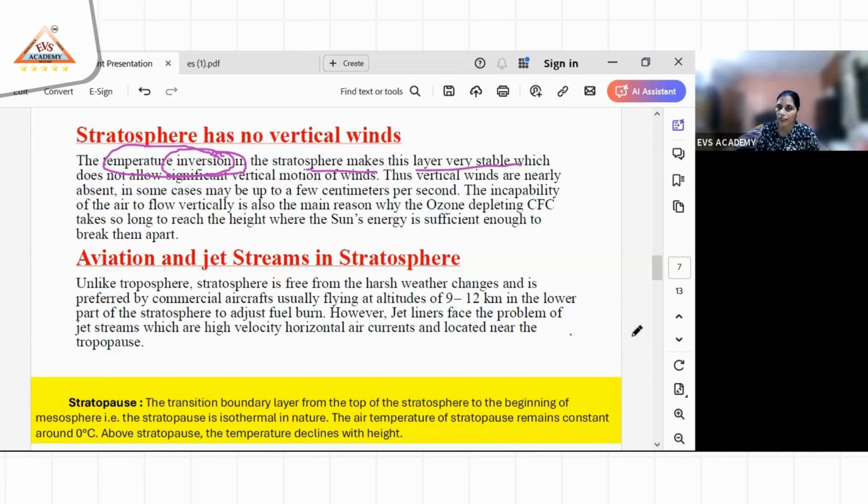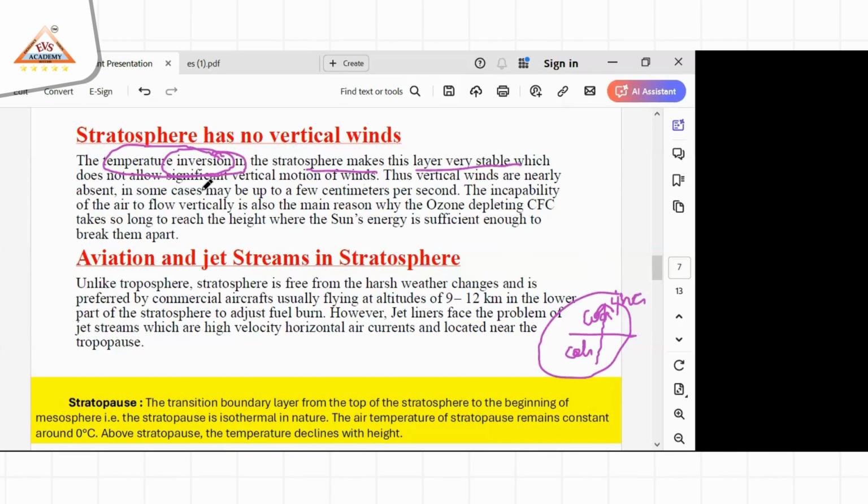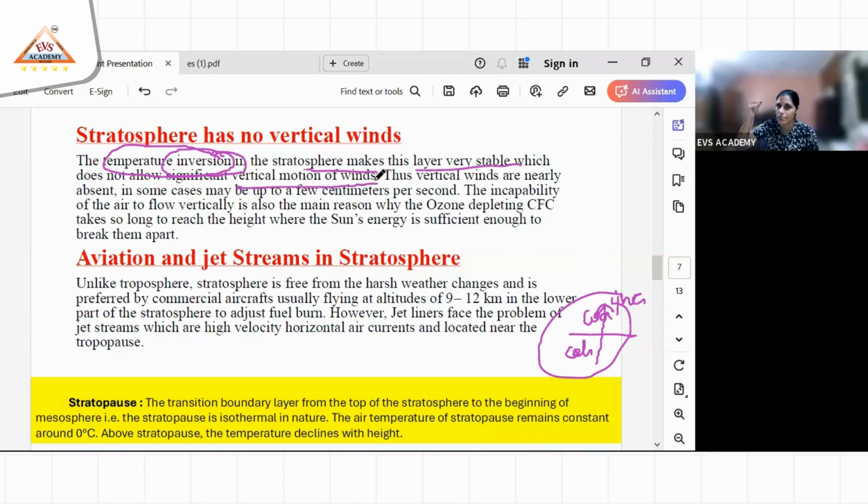I told you that when we go from the colder layer to the warmer upper layer, there is an increase in temperature, and this is a stable, inversion condition. Whenever there is a stable condition, it does not allow the vertical motion of winds. Thus vertical winds are nearly absent, maybe up to a few centimeters per second.